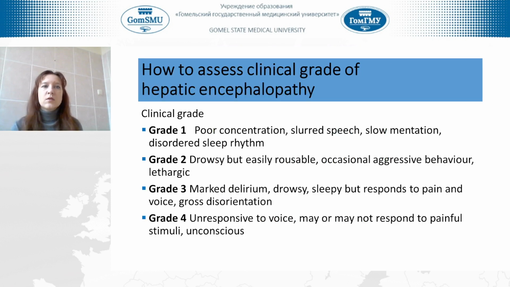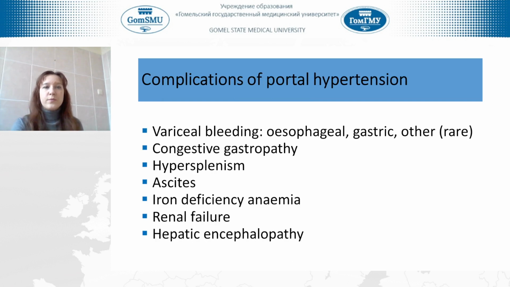How to assess clinical grade of hepatic encephalopathy? There are 4 grades of hepatic encephalopathy. First grade: poor concentration, slurred speech, slow mentation, disordered sleep rhythm. Second grade: drowsy but rousable, occasionally aggressive behavior, lethargic. Third grade: marked delirium, grossly sleepy but responsive to pain and voice, gross disorientation. Grade 4: unresponsive to voice, may or may not respond to painful stimuli, unconsciousness.